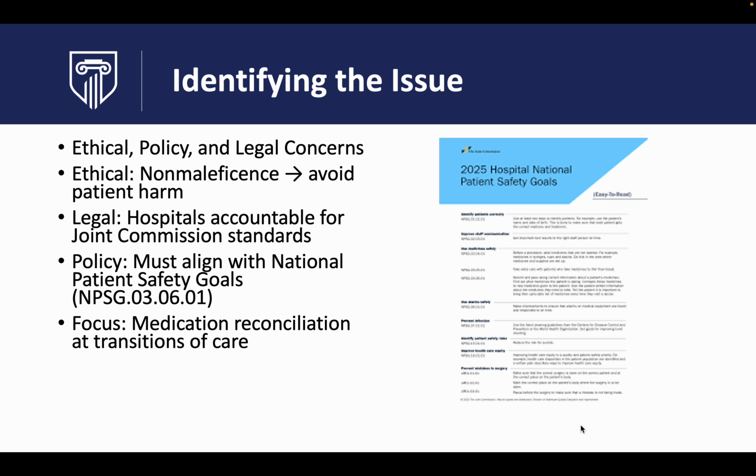Ethical, policy, and legal concerns. For our ethical concern, we want to demonstrate non-maleficence, or avoiding patient harm. Legally, hospitals are accountable for Joint Commission standards that we must all follow. Our policy must align with national patient safety goals, and our focus is mainly on medication reconciliation at transitions of care.